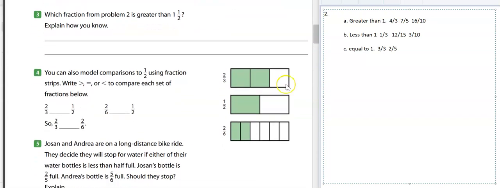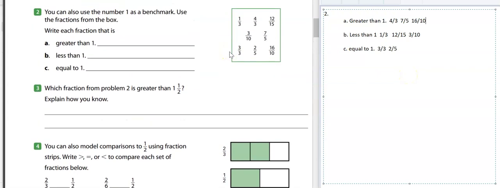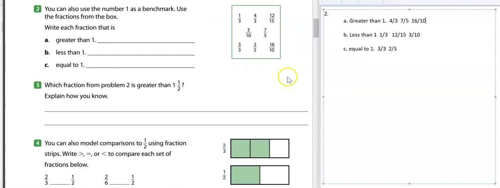Which fraction from problem 2 is greater than 1 1/2, and explain how you know. Now, 1 1/2 is what? 1 1/2 is a mixed number. So that means let's go ahead and identify the fractions that we stated would be mixed numbers.